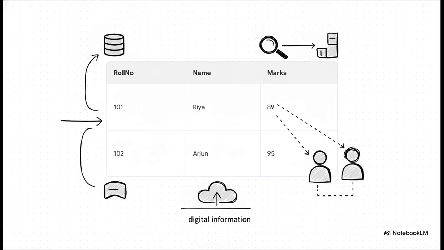And boom, there is the immediate result. Our database is updated. That empty structure we just built now successfully holds the 2 rows of records for Ria and Arjun. You just officially stored digital information.